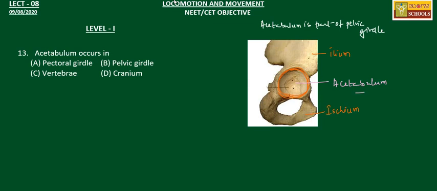So the acetabulum will be present in the case of, I'm sorry, not the pectoral girdle, it is present in the pelvic girdle. The cranium, we know, is called the brain box, which accommodates the brain. Vertebrae are part of the vertebral column. So the answer is B, pelvic girdle.